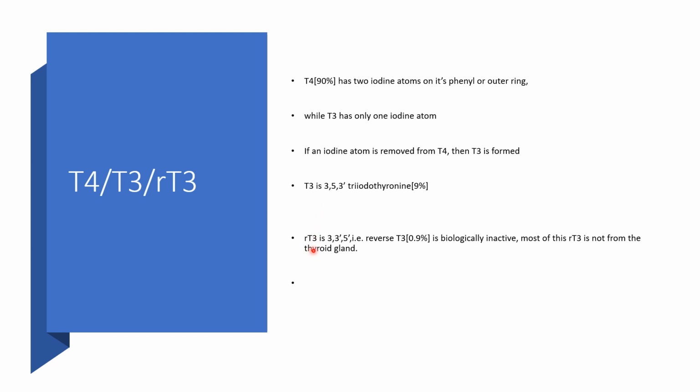Reverse T3 is 3,3',5'. We can see that T3 is 3,5,3', so it is reversed here as 3,3',5' instead of 3,5,3'. That is just about 0.9%. And good to know, right? Because we don't really need it. It's biologically inactive. Most of this reverse T3 is not from the thyroid gland. So we are stopping on this now. We're moving on to thyroid hormone synthesis, the role of the iodine here. Let's see.